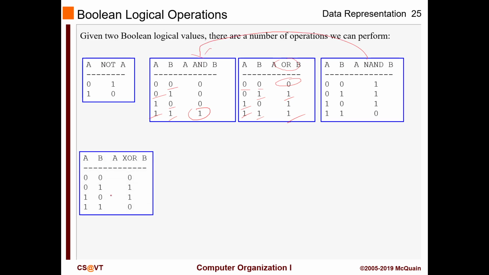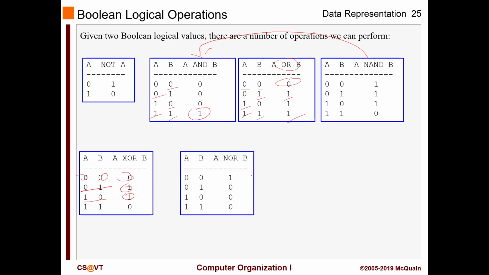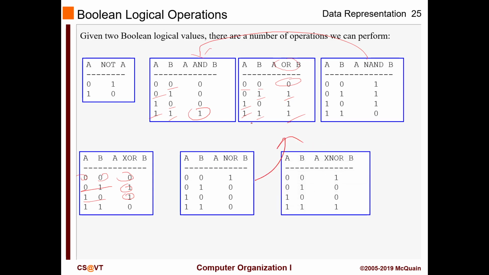There's XOR, in which case if they are opposite of each other, it's going to be 1, and it's going to be 0 if they are the same. There's NOR, which is basically the opposite of OR, and XNOR, which is the opposite of XOR.